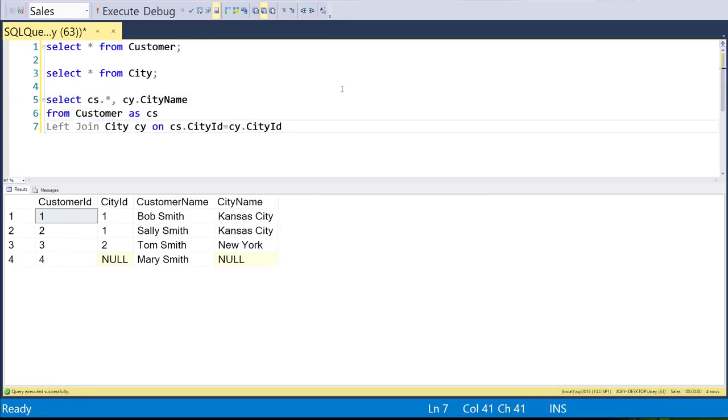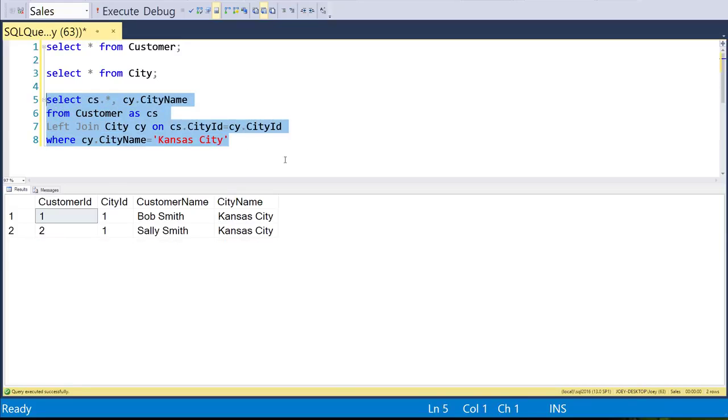And then also let's talk about filtering. So here I've got a left join from customer to city. And what if I want to do a filter on the city name? You can still use the where clause, and you can say where cy.cityname equals Kansas City. So you can still do a where clause on this, and it will filter. You can also do a condition up here, but you get a slightly different answer.